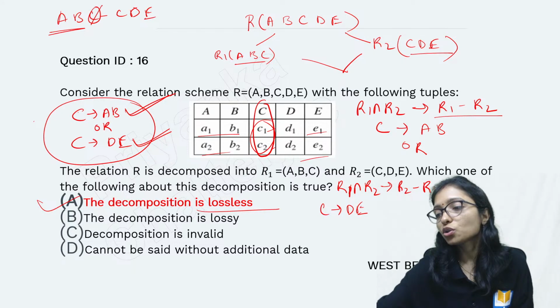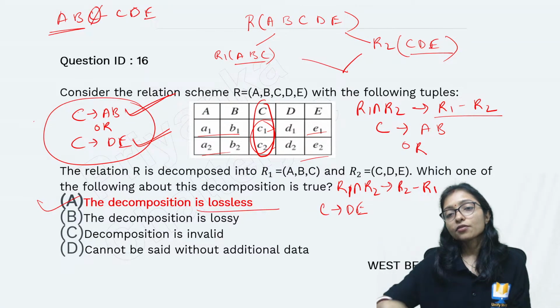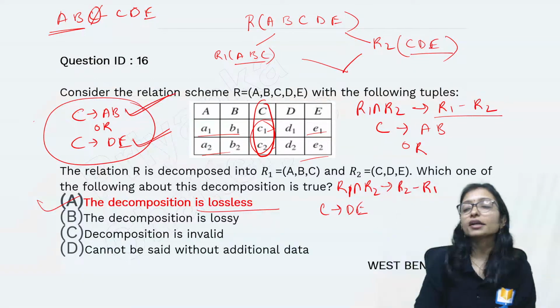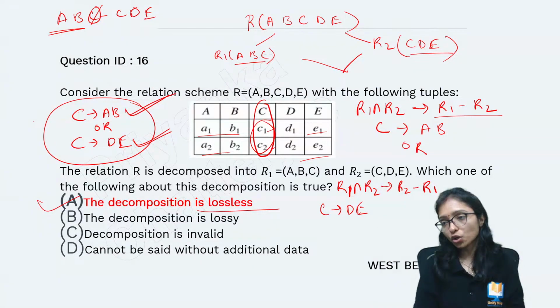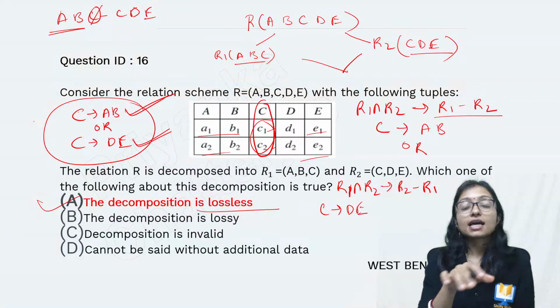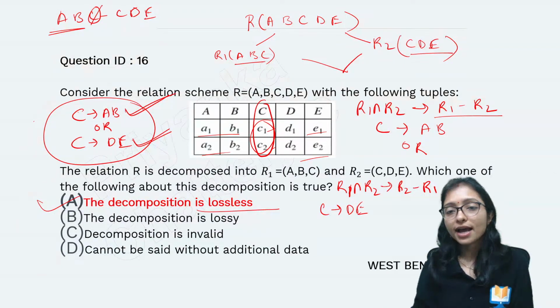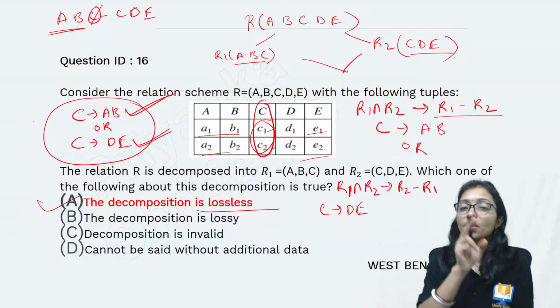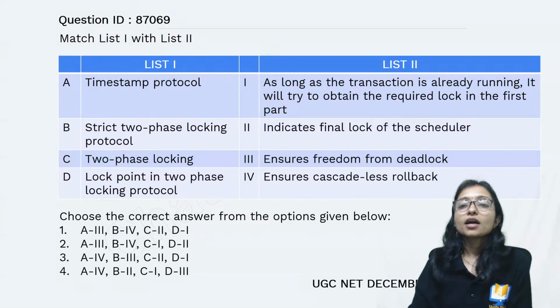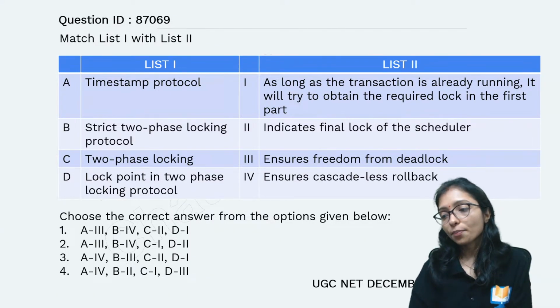Clear? How to do this type of question? From the given table you have to find out whether the dependency is present or not. Those who did not watch how to find out whether a dependency is valid or not, you have to watch the previous class. Yesterday only I have taken that class. Please watch that. Okay. Now another important topic is coming.